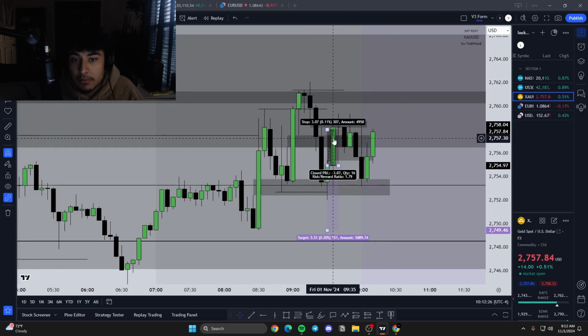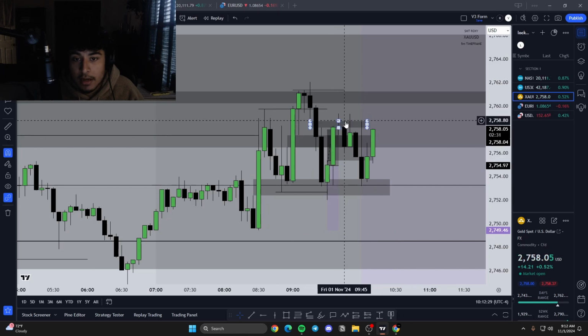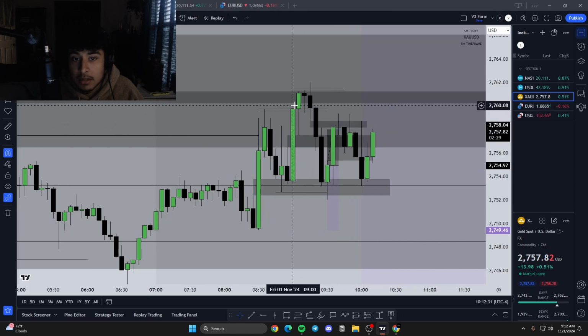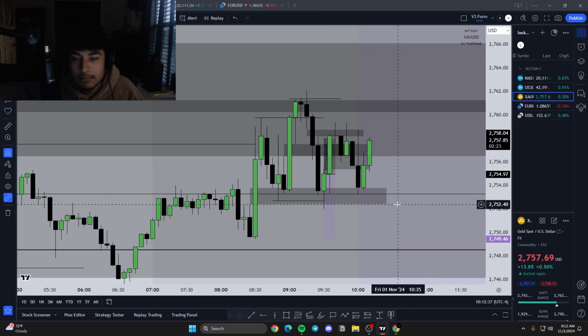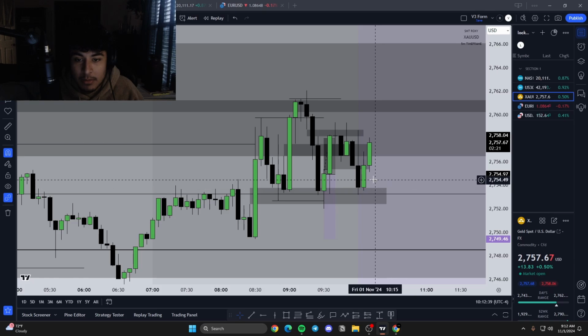If we waited for the inversion to be retraced up into and we traded that, I don't think we would have got hit out, because our stop loss would have been above here, but the trade would have been just chopping around waiting. And I think it still wouldn't have been an ideal entry in my opinion.